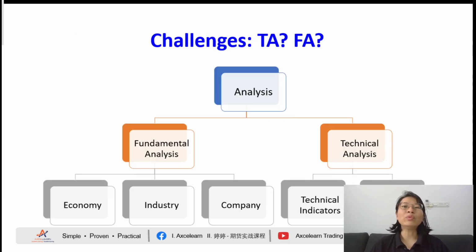Now, the last one we need to solve is, what are the challenges that retail traders face when it comes to fundamental analysis especially? Then should you start with fundamental analysis or should you start with technical analysis? Now, I put it in very simple layman's terms. Give it a thought.